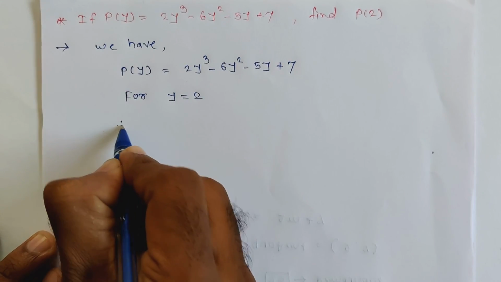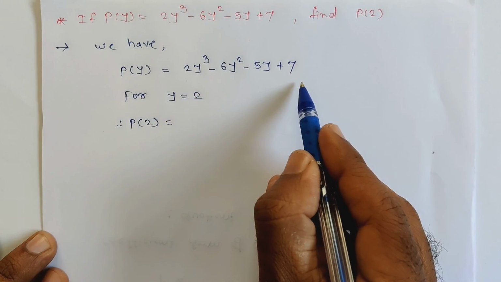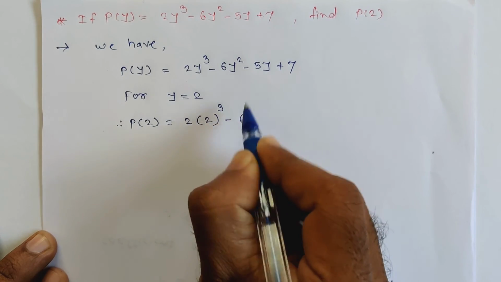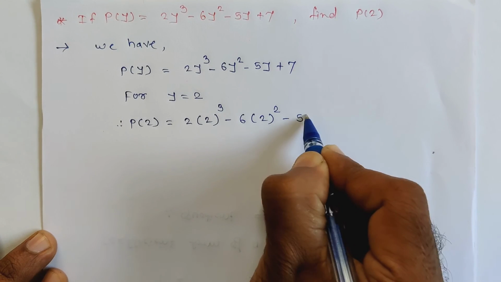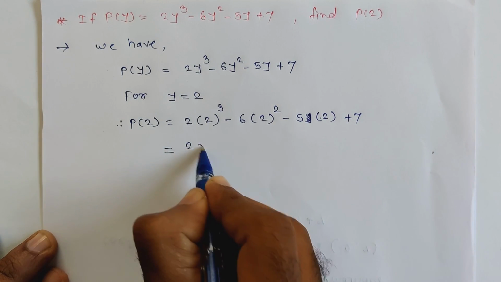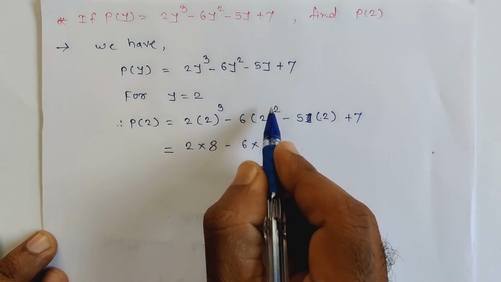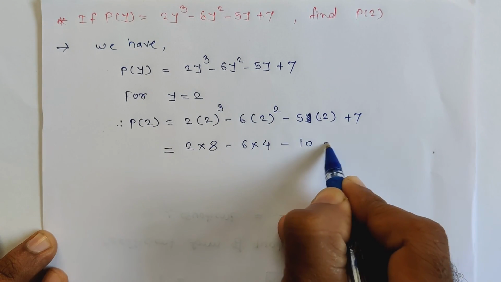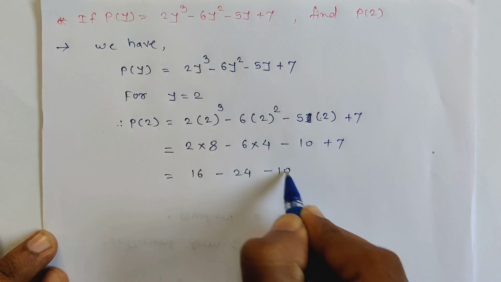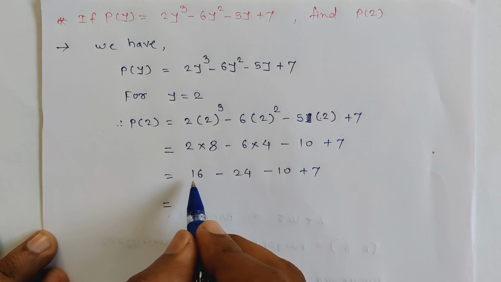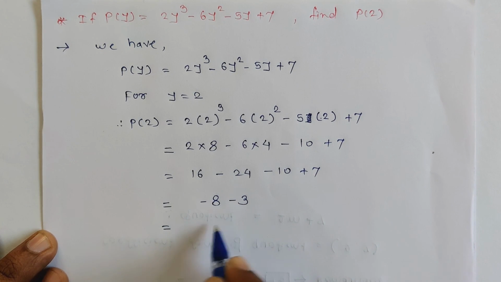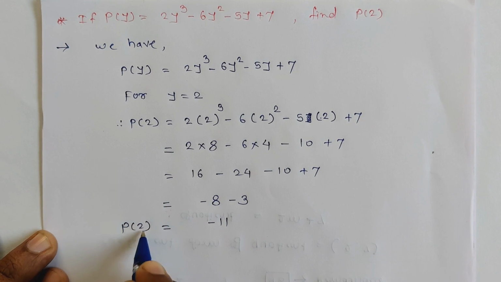That means for y is equal to 2, we will have p of 2 is equal to, now in the given polynomial we have to replace y by 2, that is 2 into y cube means 2 into bracket 2 cube, minus 6y square, that is 6 into 2 square, minus 5y, that is 5 into 2, plus 7. Now we'll simplify this. 2 into 2 cube is 8, minus 6 into the square of 2 which is 4, minus 5 2s are 10, plus 7. So 2 8s are 16, minus 6 4s are 24, minus 10 plus 7. If we simplify this, 16 minus 24 will give minus 8, minus 10 plus 7 will be minus 3. So minus 8 minus 3, we will get minus 11. So this is the value of p of 2.